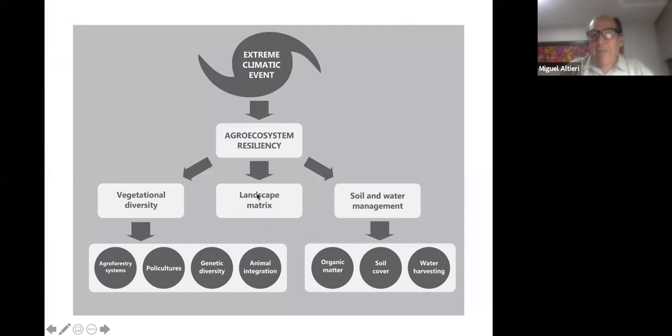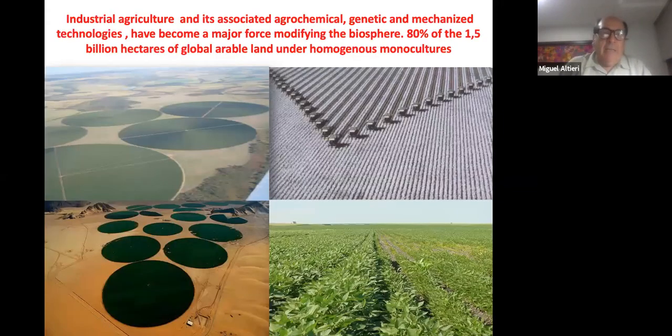The landscape matrix, the nature of the matrix that surrounds the farm, is very important. If you're surrounded by forest, for example, you will suffer less from hurricanes than if you're surrounded by empty fields or monoculture fields. And also, of course, all the soil and water management practices that are used, soil cover, water harvesting, organic matter content, are very, very important, especially for drought resiliency. So what is happening is that we have created systems that are not very resilient, not very sustainable.